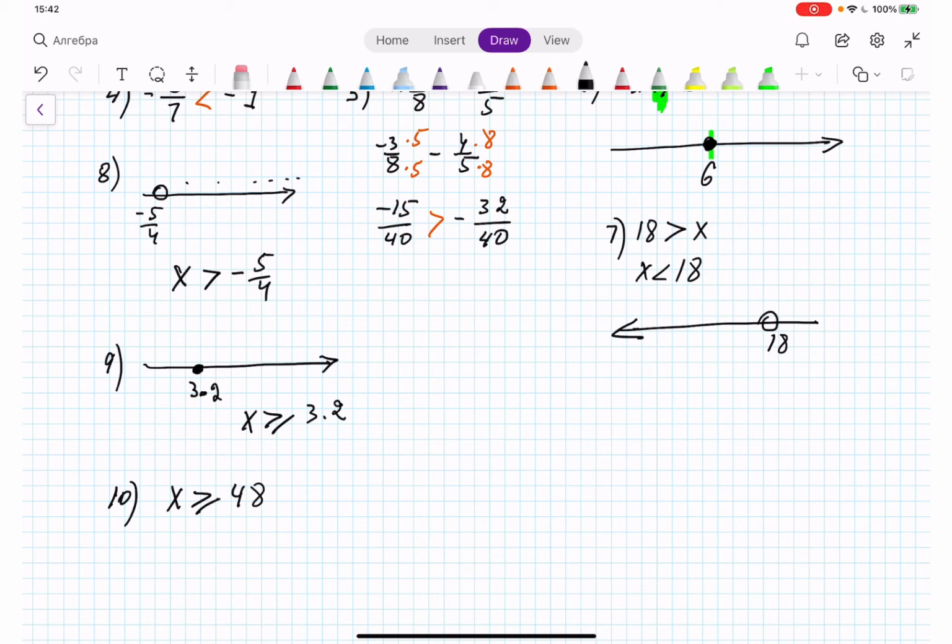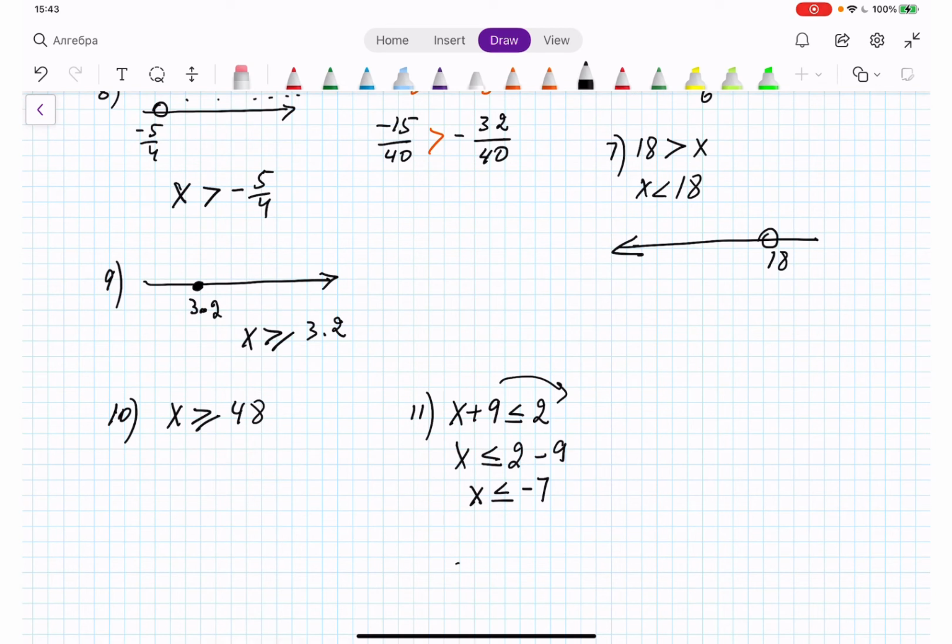Number 11. Solve and graph the result. We have x plus 9 is less than or equal to negative 2. To solve this for x, we move 9 to the other side and get less than or equal to negative 2 minus 9, and we get x is less than or equal to negative 11. Now to draw the line, this is the point, solid, because the equal sign is there and it says less than. So this is going to be x is less than or equal to the value.